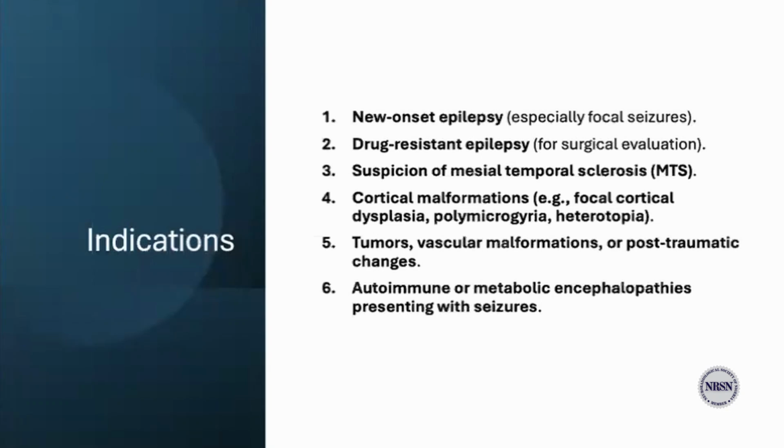First, in cases of new onset epilepsy, particularly when the seizures are focal in nature, MRI helps uncover any underlying structural causes. It's also crucial for patients with drug-resistant epilepsy, where we are evaluating them as potential candidates for surgical intervention. One common condition we look for is mesiotemporal sclerosis, which is a frequent cause of temporal lobe epilepsy. We also use this protocol to assess for cortical malformations, and this is things like focal cortical dysplasia or heterotopia that are often subtle but highly epileptogenic.